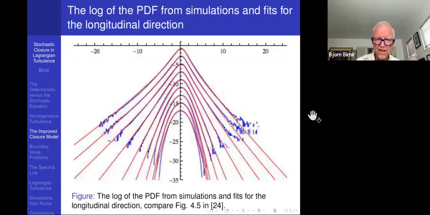We can compare this then with the PDFs of the velocity differences, and we get a fairly nice comparison with the experiment. The experiments are the blue and the theory is the red. It turns out that the PDFs are what are called generalized hyperbolic distributions. We can prove that. And they compare well with the PDFs, at least if you don't go too far out in the tails, and we can come back to that point later on.